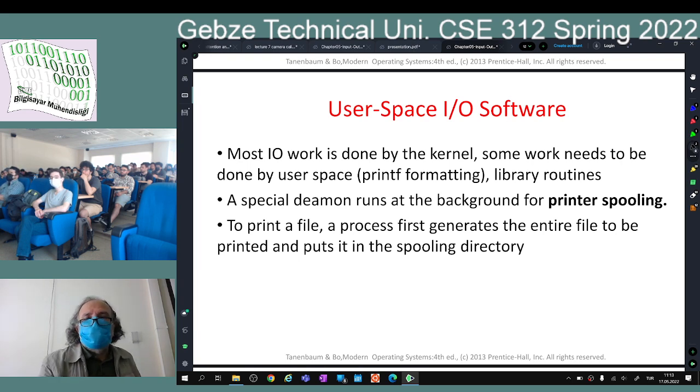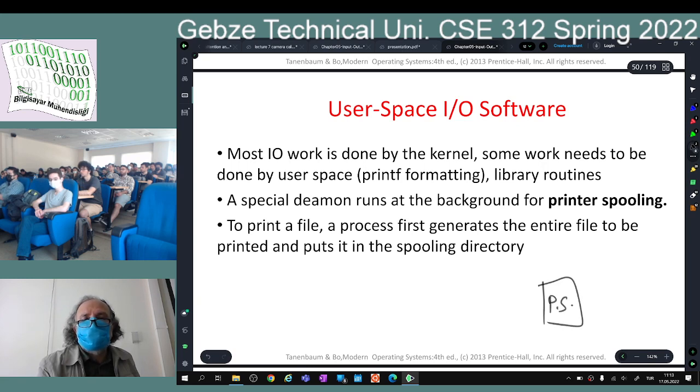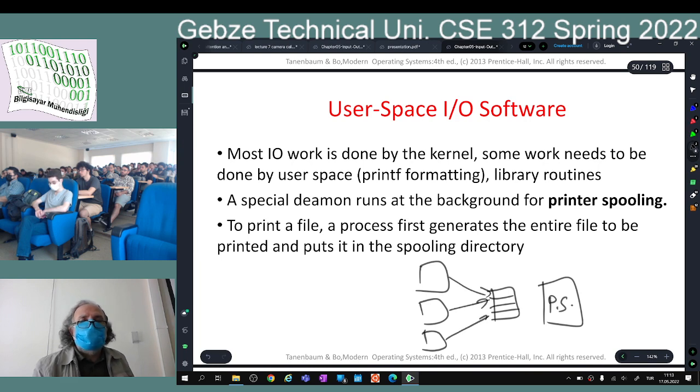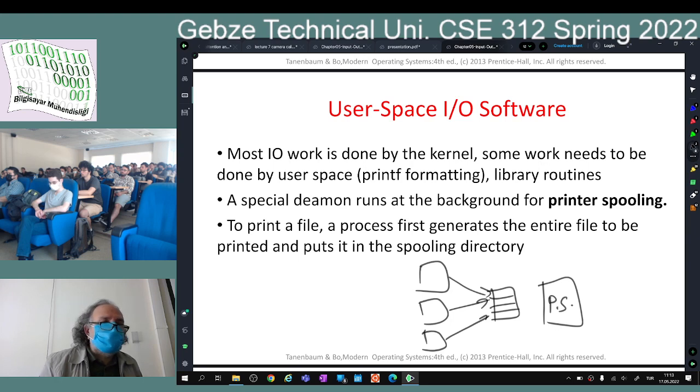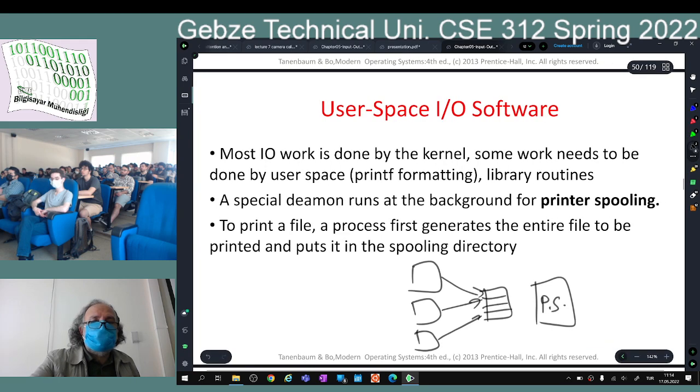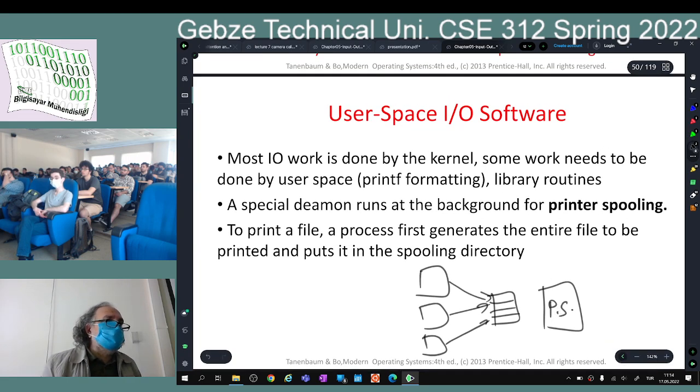producer-consumer thing. The consumer is the printer spooler, and you have many producers, and there is a common buffer here. Your processes put their files to be printed in this special buffer, and of course there might be a race condition, which you prevent in some way. And this one, whenever the data is ready, wakes up and does the printing.